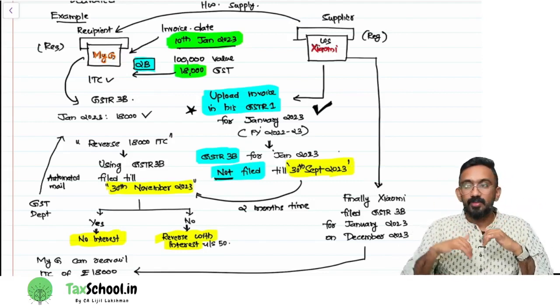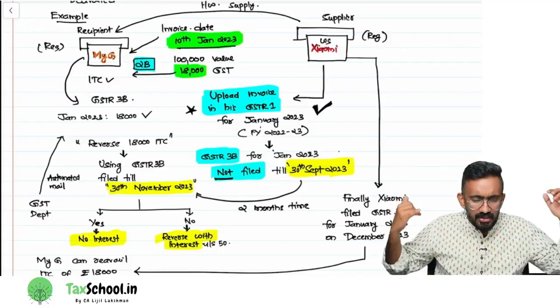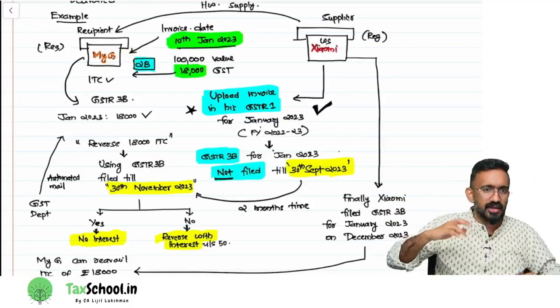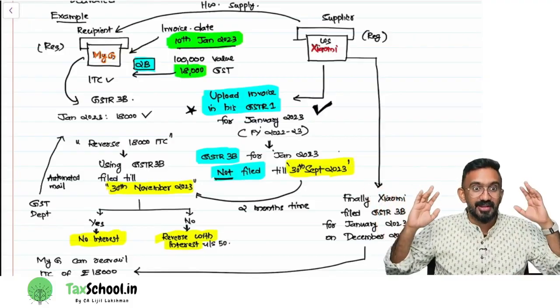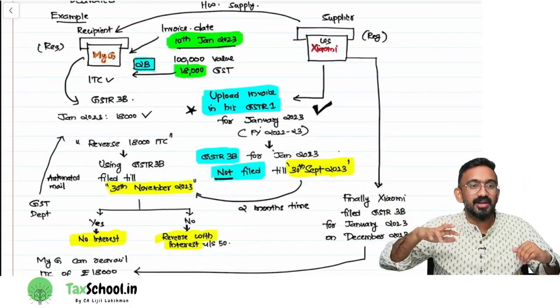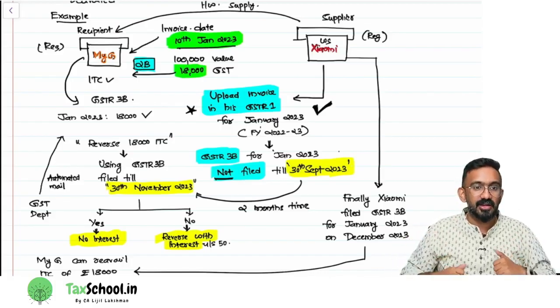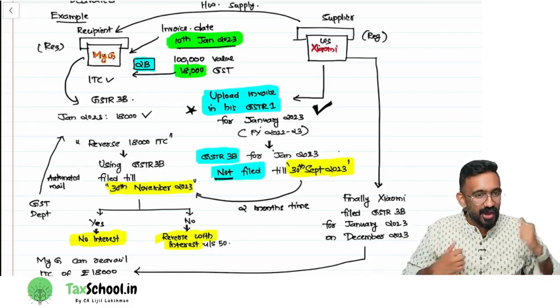Then what will MyG do? MyG will immediately call Xiaomi and say, hey Xiaomi, what are you doing? Pay all this. Xiaomi says, no, I have to pay interest and late fee. No, I don't care. I will not purchase anything from you. That's the expectation of the government. I'll not purchase anything from you if you don't pay this money, because I'm losing my credit and I paid you everything. You have to manage it.